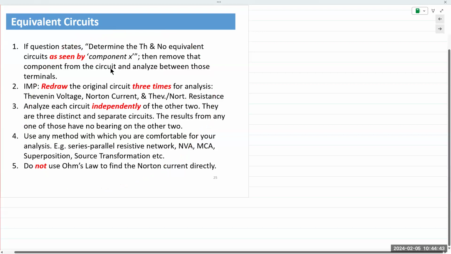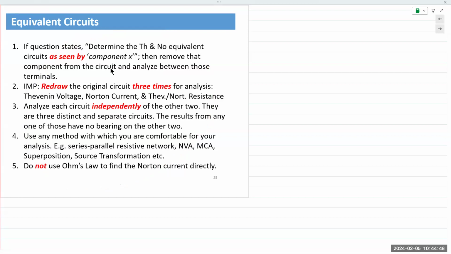Three quantities. Again, remember, three quantities: voltage, current, and resistance. So we have to perform three separate analyses. Any circuit that you're given, you will analyze three times if you're asked to find all three quantities. And all three analyses would be independent of each other. They have no bearing whatsoever on the other two quantities. So if you analyze a circuit for Thevenin voltage, then that circuit has nothing to do with the circuit for Thevenin resistance or for Norton current.